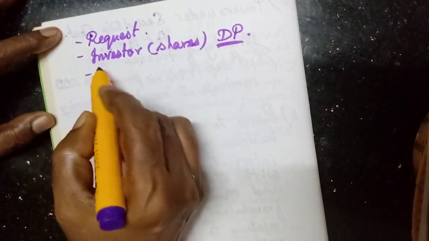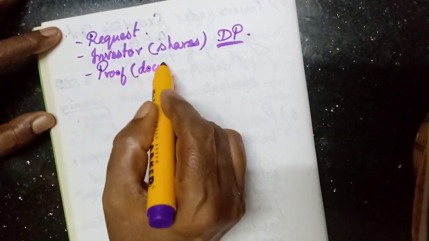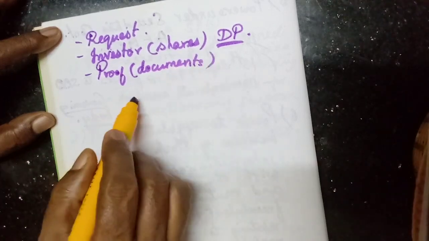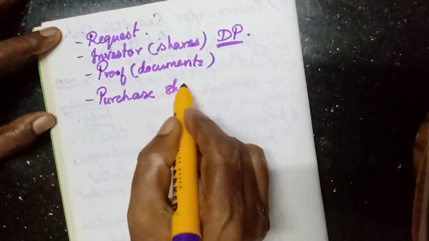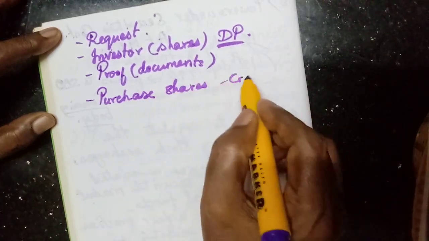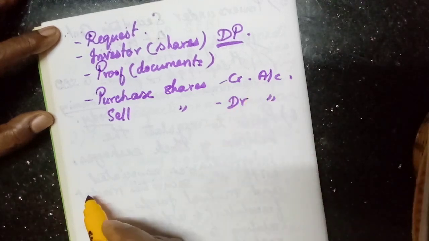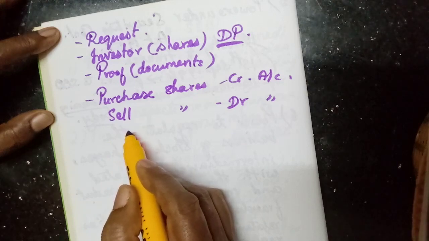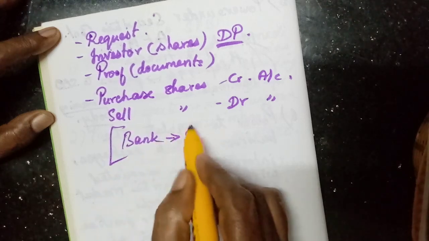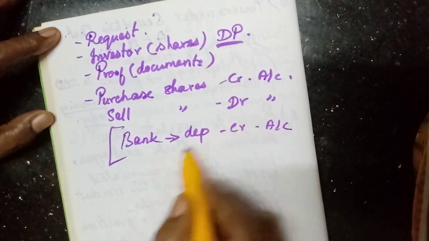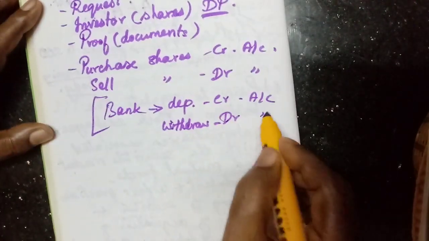Then we need to provide ID proof, or some documents must be submitted along with the application form. Then, if you purchase shares, they will credit our account. If you sell shares, they will debit our account. Understood? Because in the same way, in our bank account, if you deposit money, they will credit our account. If you withdraw money, then they will debit our account. That means the money is decreasing.